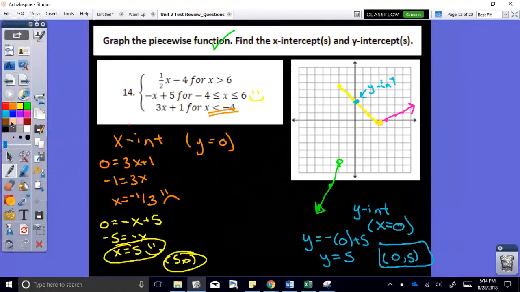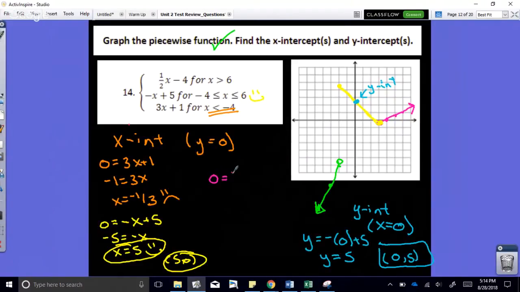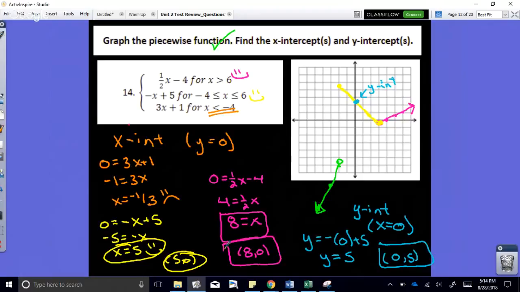And then lastly, if I look at this top equation, 0 is equal to 1/2 x minus 4. If I add 4, 4 is equal to 1/2 x. If I multiply by 2, 8 is equal to x. Since 8 is also greater than 6 and it matches its condition, I have a second x-intercept, which could be written also as the point (8, 0). So we talked about x and y-intercepts.